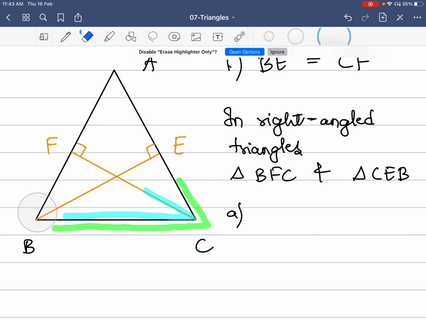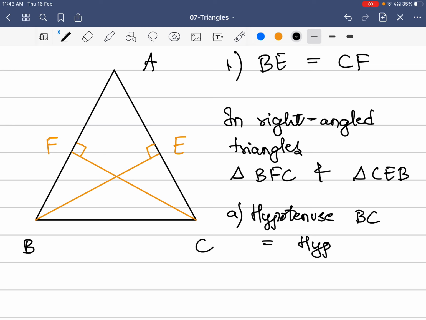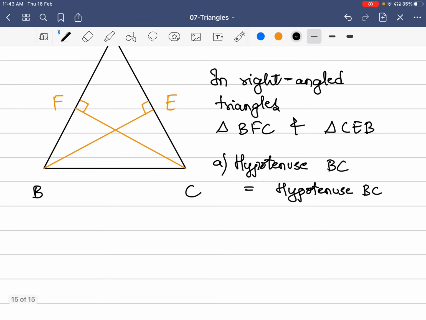Once again, let me erase this highlighted thing so the confusion is reduced. If you look at the right angle triangle BFC, what is the hypotenuse? The hypotenuse is the side opposite to 90 degrees, so it's BC. And similarly for triangle BEC, the hypotenuse, opposite to the right angle, is also BC. It's a common side, so I'm just going to say hypotenuse BC is equal to hypotenuse BC, because they are the same hypotenuse of the two different right angle triangles. So hypotenuse is equal to hypotenuse, that becomes our first point.